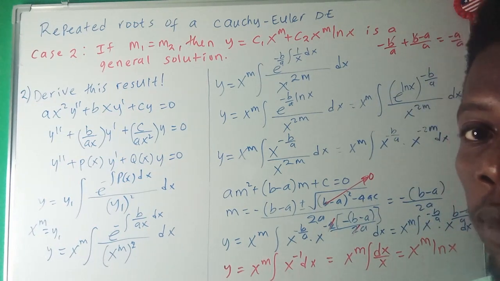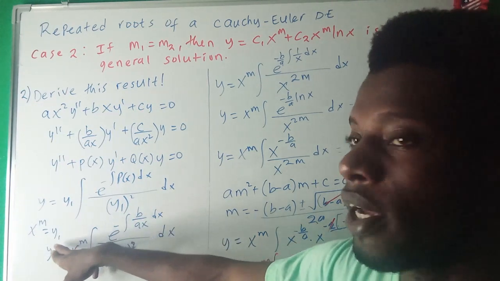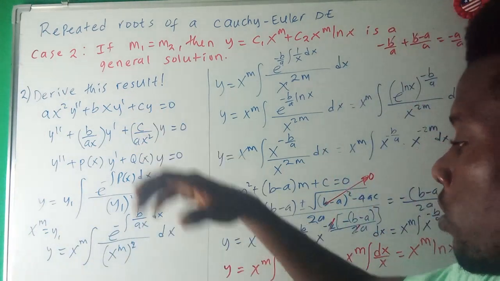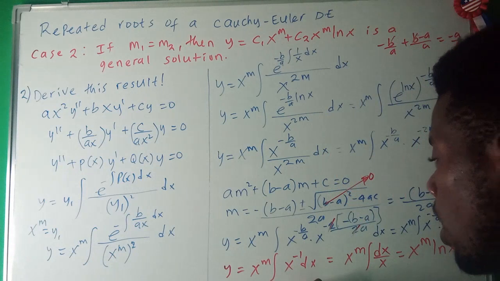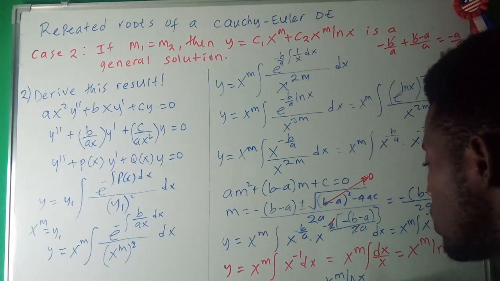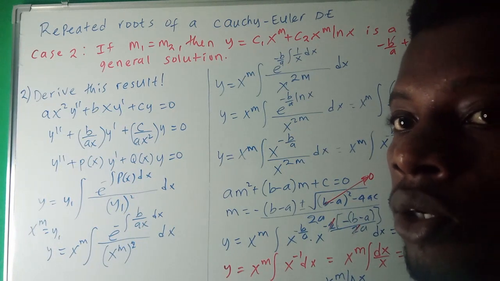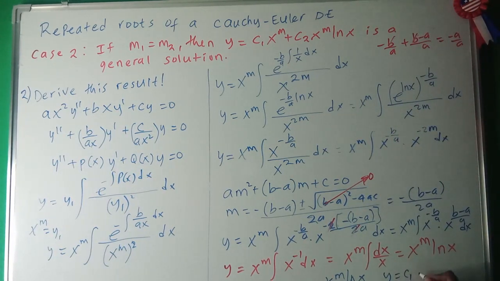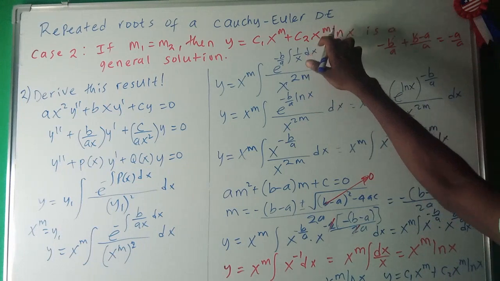Therefore, we have proven that if y equals x to the power m is one of the solutions of this differential equation, then y equals x to the power m, the ln of x, is a second solution, and that the general solution can be written as y equals c1 x to the power m plus c2 x to the power m, the ln of x, which is this.